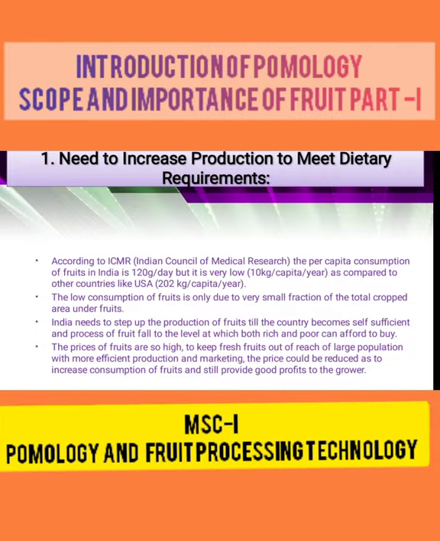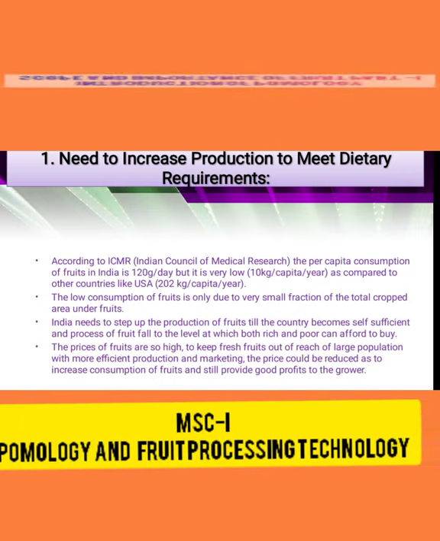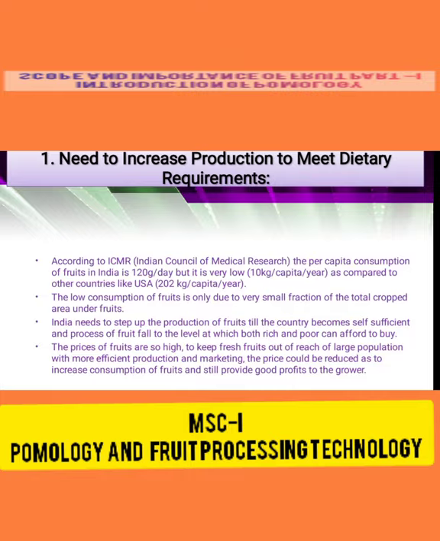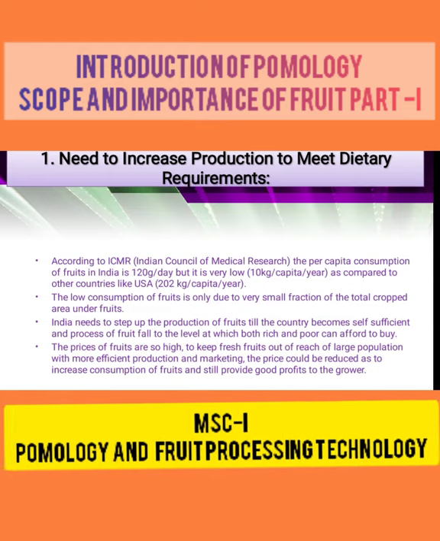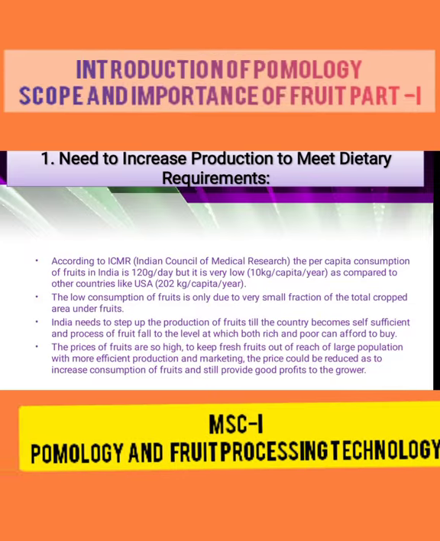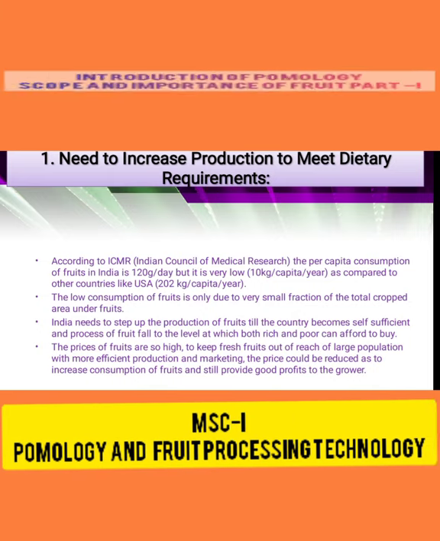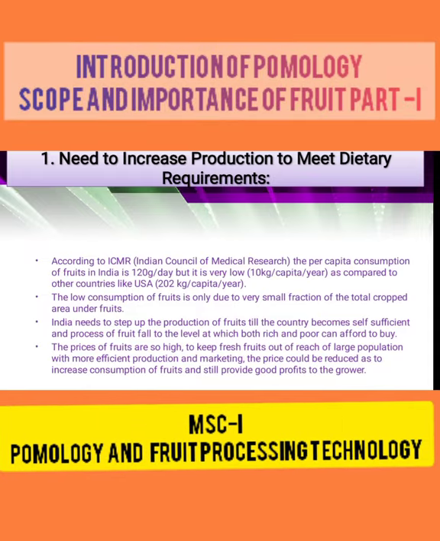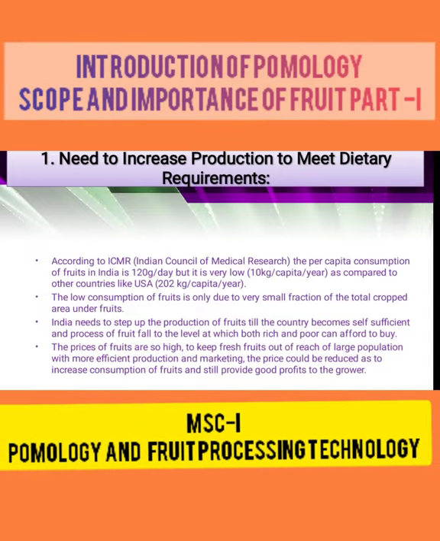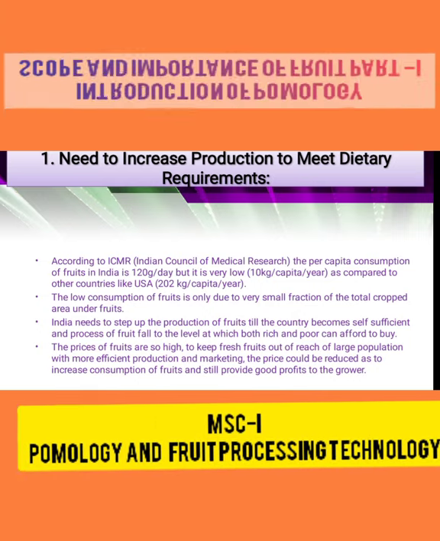India needs to step up fruit production until the country becomes self-sufficient and the price of fruit falls to a level which both rich and poor people can afford. India has to increase production up to the level where it becomes self-sufficient and does not need to import from other countries. In such a condition, all people of India, rich as well as poor, can afford to buy and consume fruit. In this way, we need to increase the production area to meet the dietary requirement.